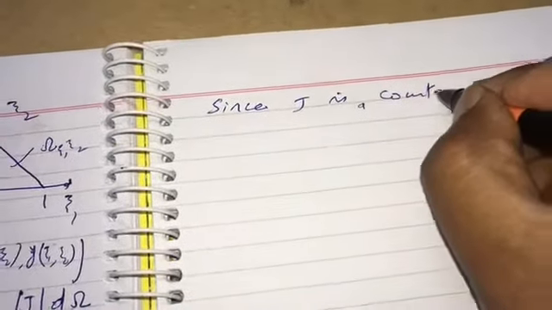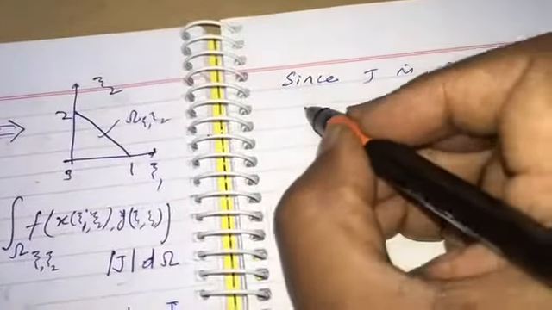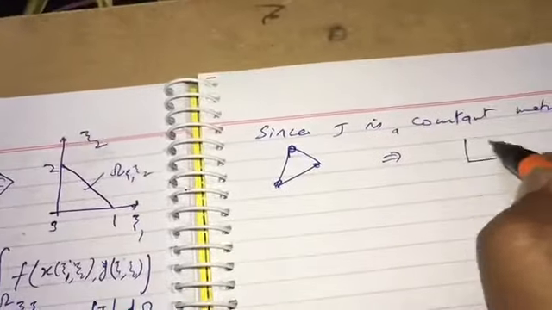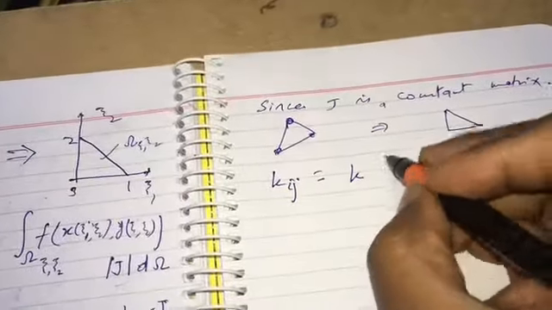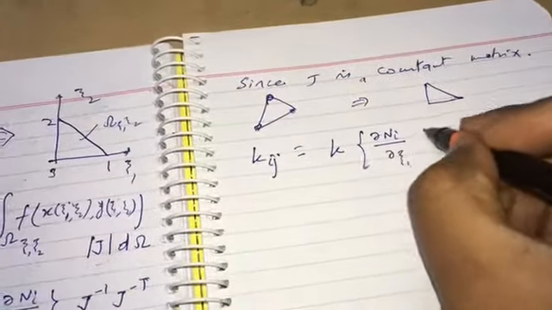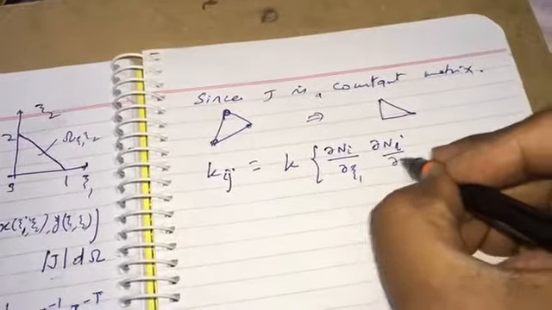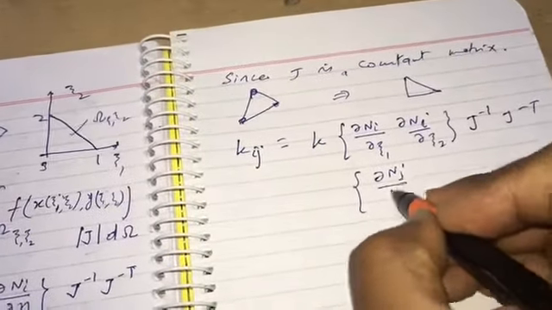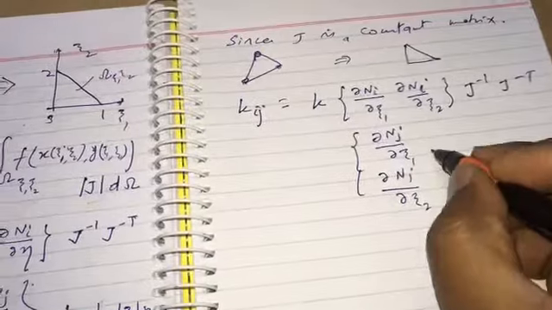Since J is a constant matrix for a three noded triangular element being transferred from here to here, for this one you get K_ij equal to k times the integral of (∂N_i/∂ξ1, ∂N_i/∂ξ2) J inverse, multiplied by J inverse transposed (∂N_j/∂ξ1, ∂N_j/∂ξ2), and then all these things.